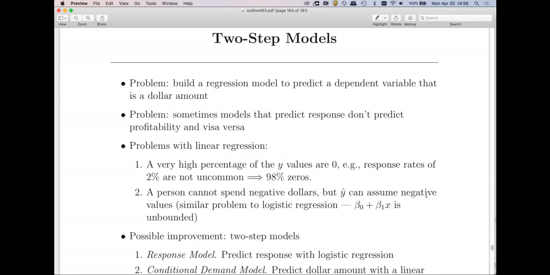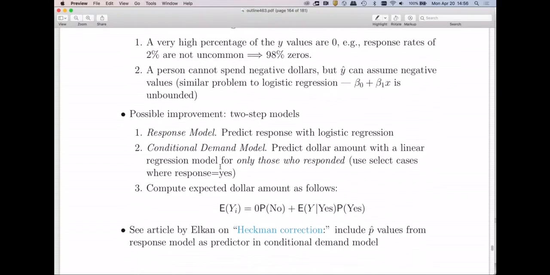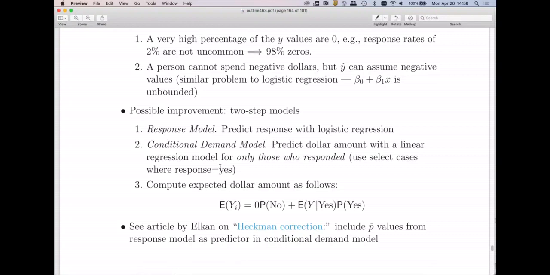So one thing that's often done is to build what's called a response model with a logistic regression model. So I predict respond versus not respond with a logistic regression. So I separate the zeros from the positive values with the response model. Then I build what's called the conditional demand model, which is I want to predict the dollar amount spent. What's key here is for only those who responded. So if you respond, what do you spend is basically what the conditional demand model estimates.